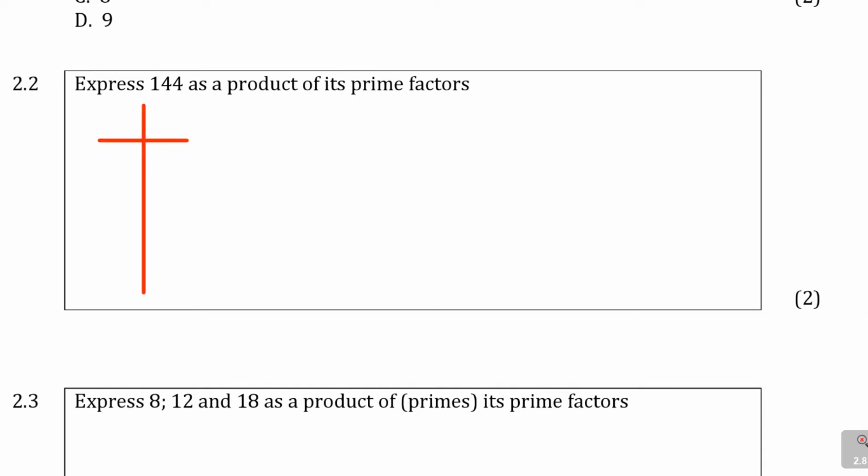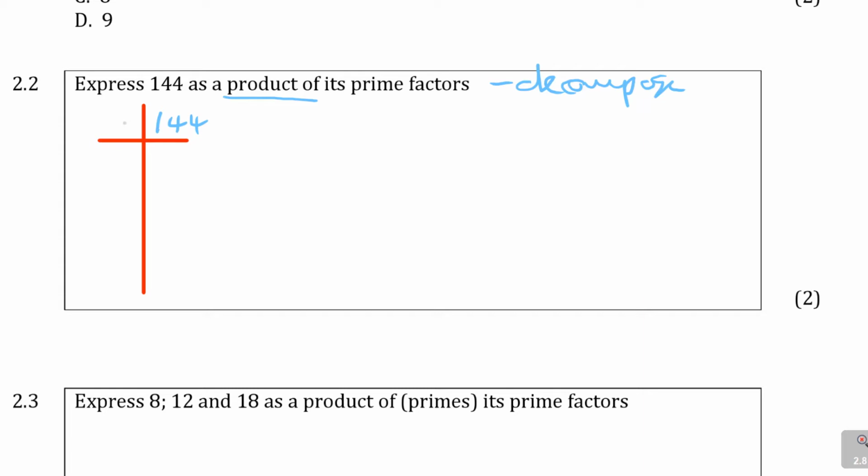So what you do is, you say I've got 144. If I'm to express it as a product of its prime factors, the first thing you do is, we call it, decompose the number. So what do you do when you're decomposing? You are looking at the first factor of 144. You start from the smallest.